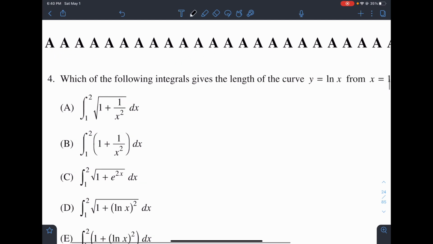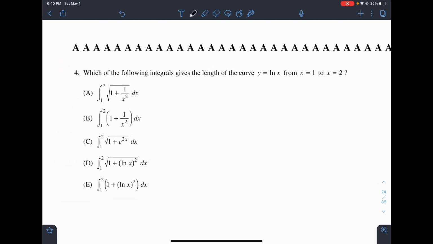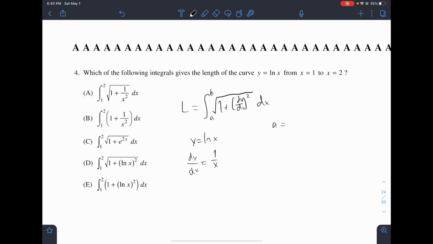Okay, number 4. We have to find the arc length of ln of x from x equals 1 to 2. So the formula for arc length, L, is equal to the integral from a to b of the square root of 1 plus dy dx squared dx. So now that we know that's the formula, y equals ln of x, now dy dx, this is a standard derivative, this equals 1 over x. And so we know that our a equals 1 and our b equals 2, because those are the bounds given in the problem.